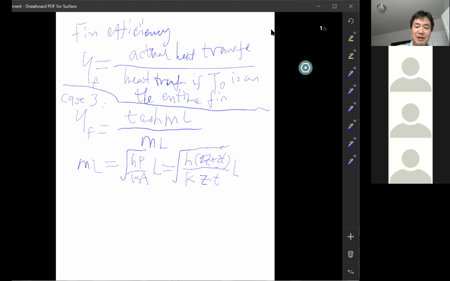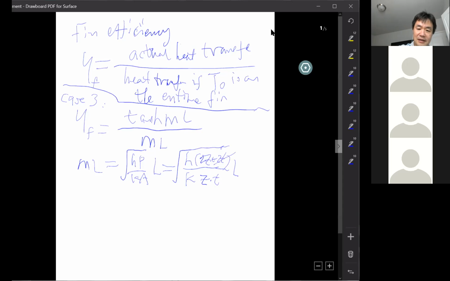Now there's a simplification here. T is much smaller than the Z most of the time. If you have a thing like this, the thickness usually is small. So what they do is they neglect this 2T term, so you can cancel the Z in the equation basically. Neglect it because T is much smaller than Z.